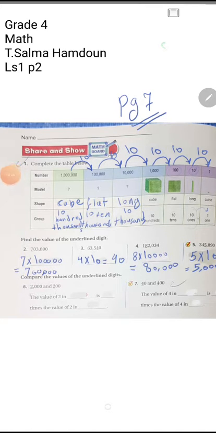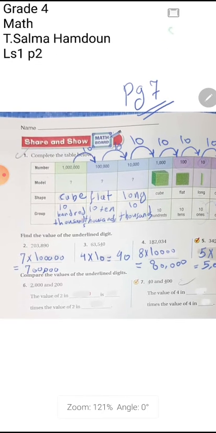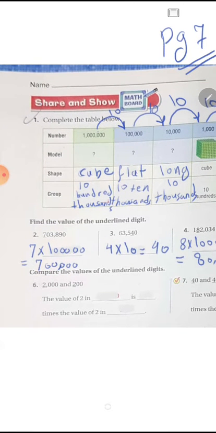Now let's continue, and you want to compare the value of underlined digits. So I want to compare between 2,000s and 200s. So I want to compare between this 2 and this 2. First you have to find the digit of each one. So this 2, okay, I'll make it closer for you. This 2 is in the hundreds digit, and this 2 is in the thousands digit.